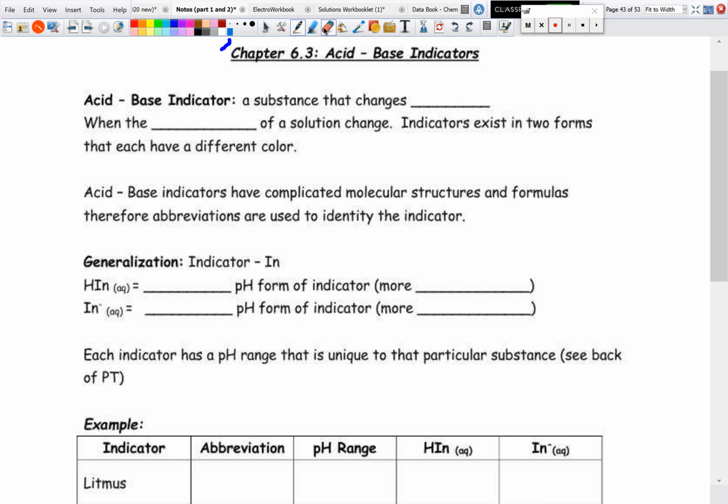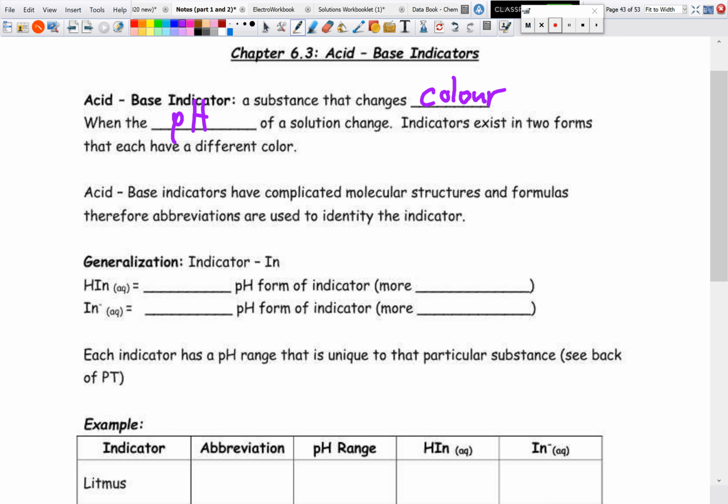Alright, welcome back to the last lesson for this week, and this is on something called acid and base indicators. So we're going to go over what they do, and then of course how to predict pH of solutions based on indicator color. So of course, what is an indicator? An acid-base indicator is a substance that changes color when the pH of a solution changes.